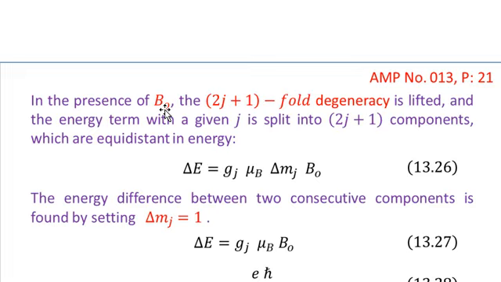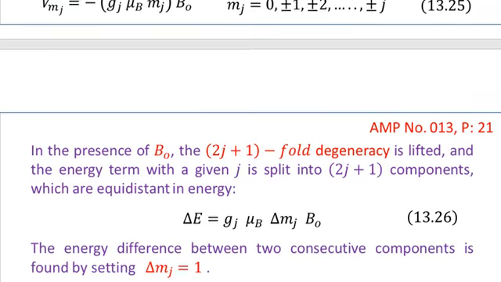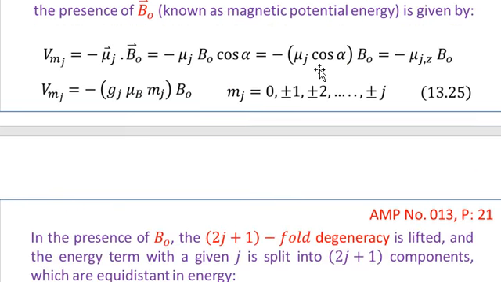In the presence of the magnetic field B naught, the level J is split into 2J plus 1 levels. You can see over here, these Mj values are actually 2J plus 1 values. And if the magnetic field is not there, then of course Mj is equal to 0. No splitting. When the magnetic field is 0, there will be only one J level, only one level corresponding to one value of J.